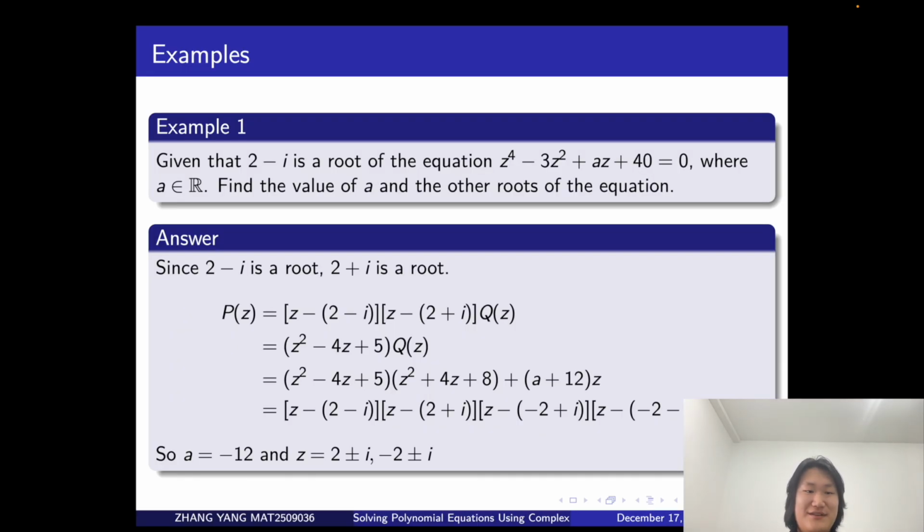Now we look at our first example. Given that 2 minus i is a root of the equation, and all the coefficients are real, how do we find the value of a and the other roots of the equation?